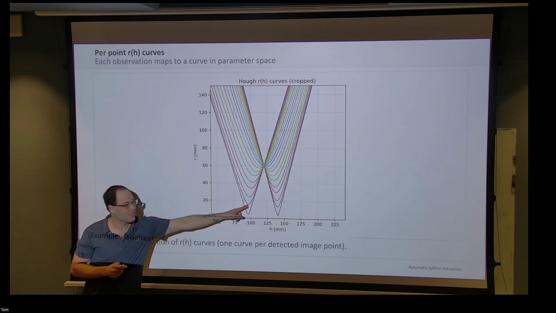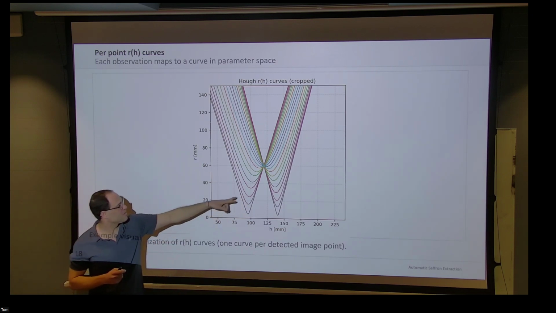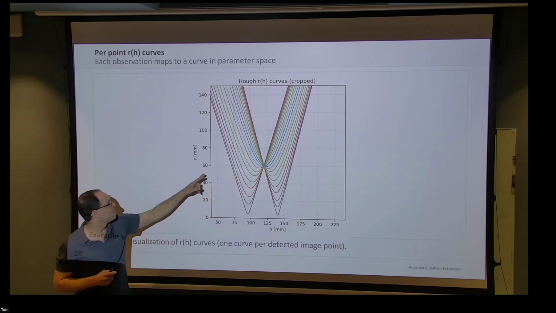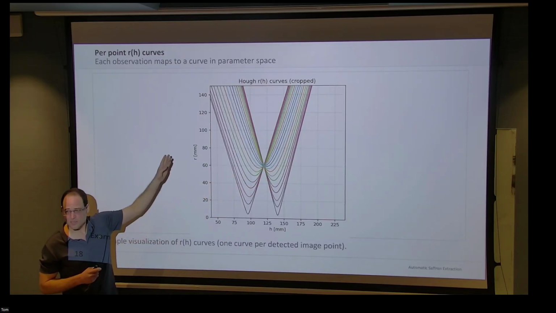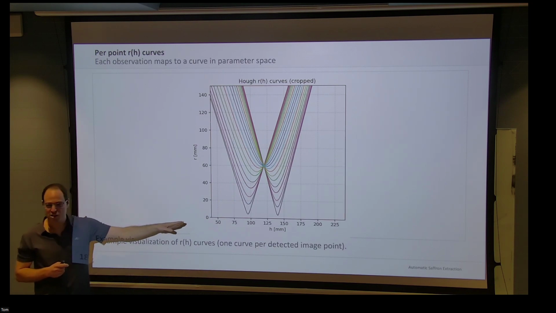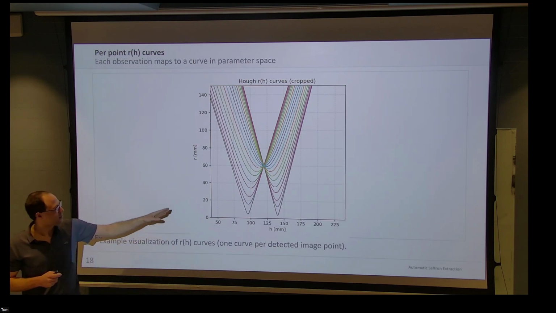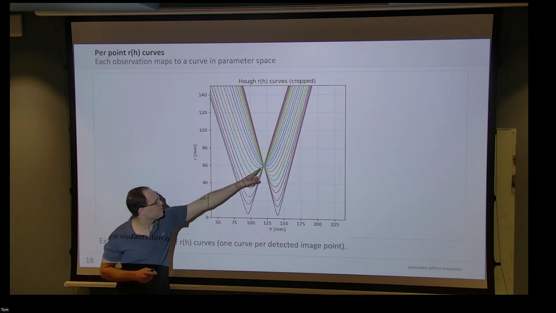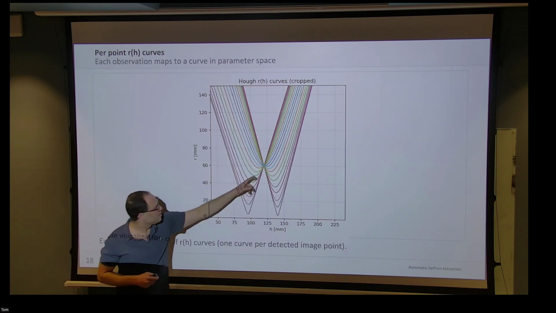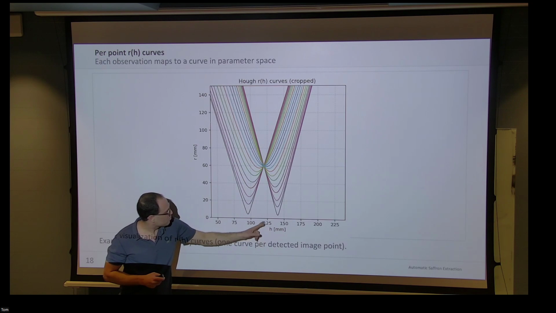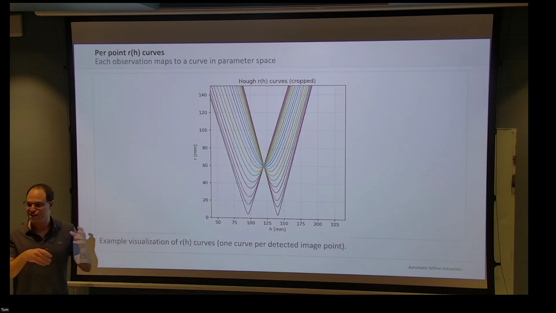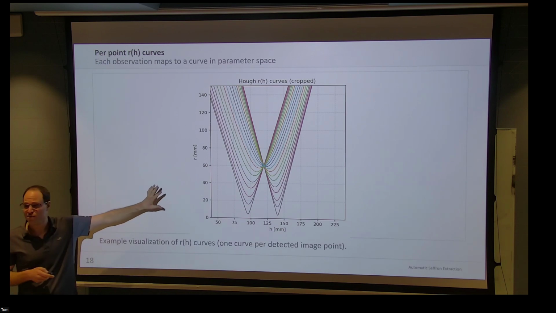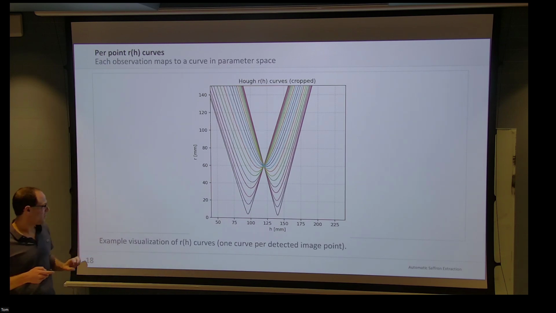All these curves intersect in one point, where R is the y-axis in this diagram, if you can see, and H is the x-axis. So we know that this point is R is 60 and H is about 120. Then we know where this circle is from the Hough idea. Let's see the Hough idea.